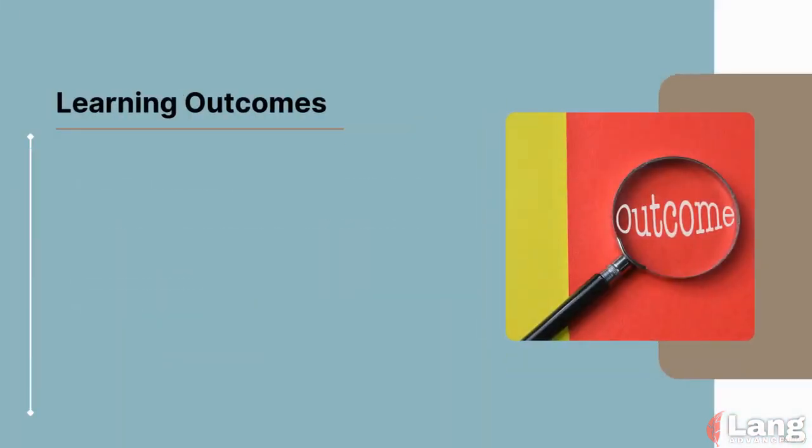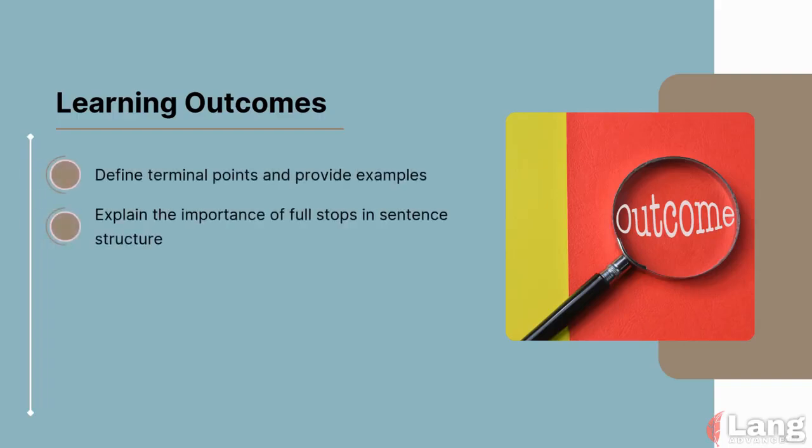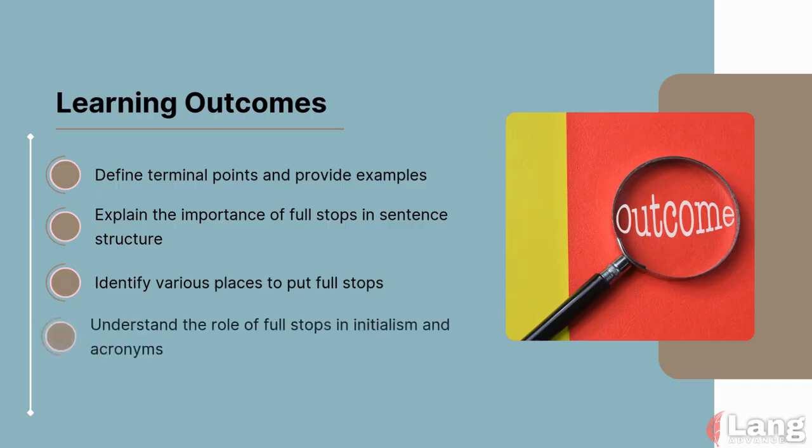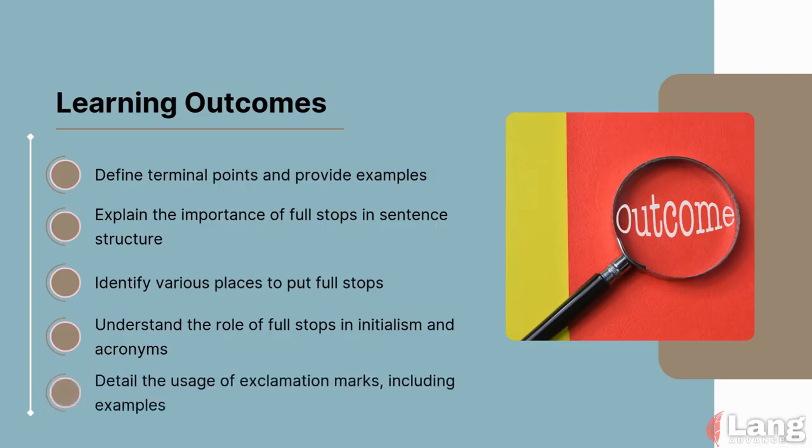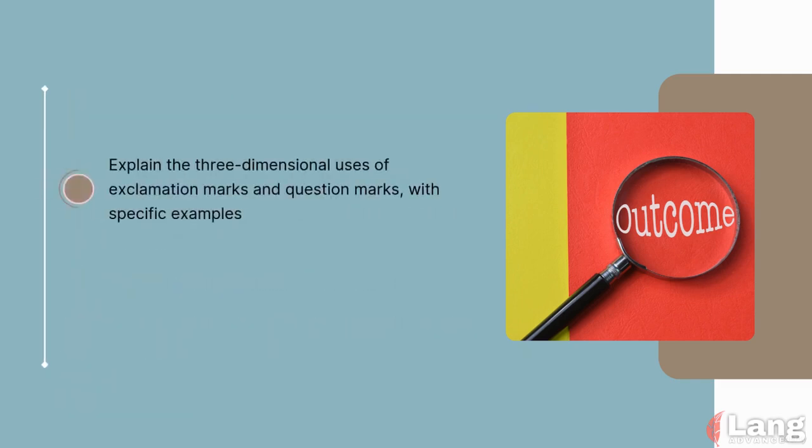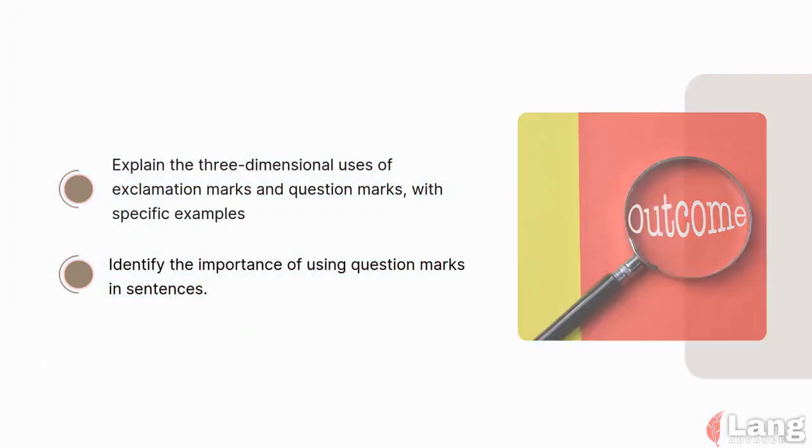Learning objectives. Define terminal points and provide examples. Explain the importance of full stops in sentence structure. Identify various places to put full stops. Understand the role of full stops in initialisms and acronyms. Detail the usage of exclamation marks, including examples. Explain the various uses of exclamation marks and question marks with specific examples. Identify the importance of using question marks in sentences.